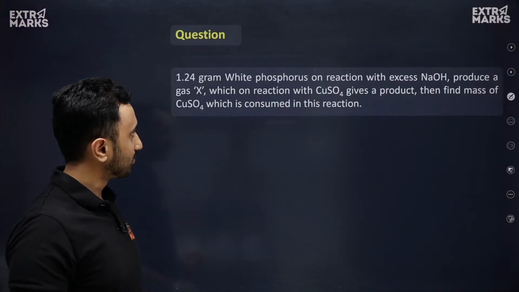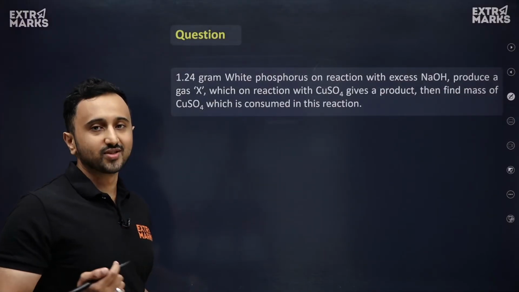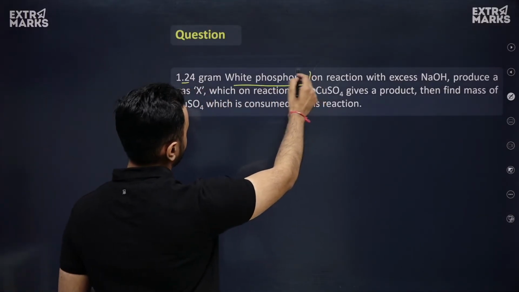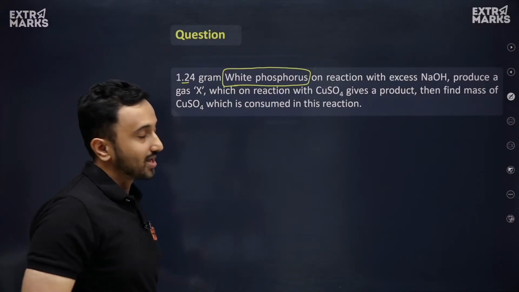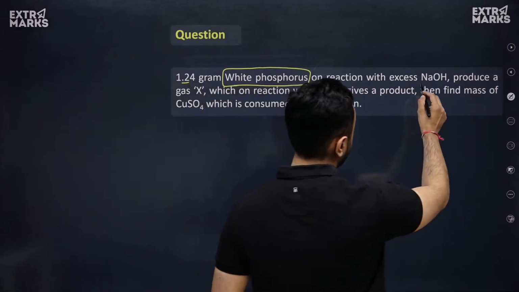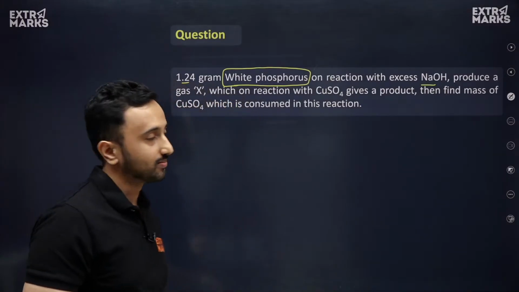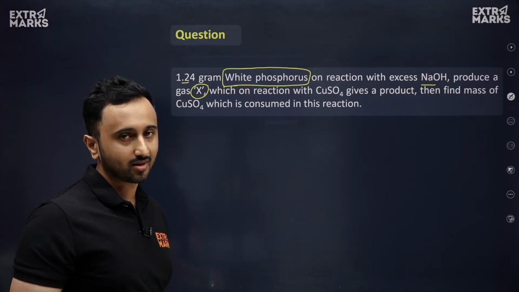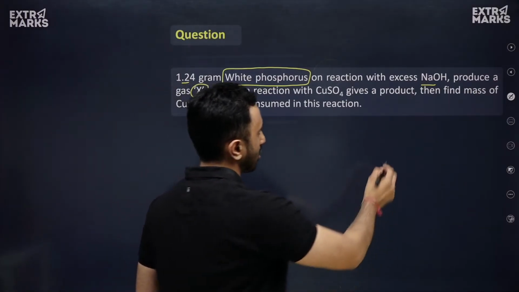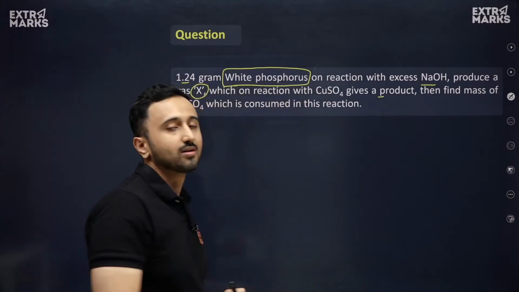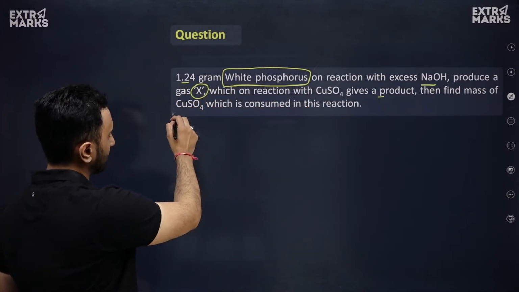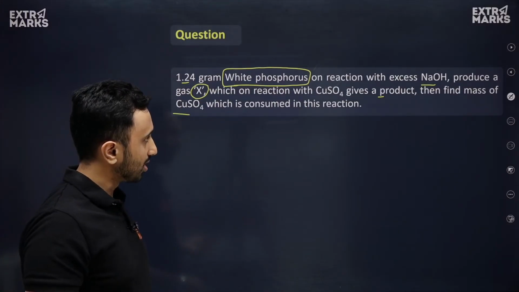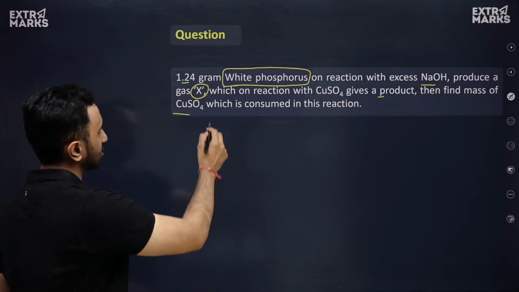Let's move forward. Okay, so this question is from physical chemistry. 1.24 gram of white phosphorus on reaction with excess amount of NaOH base produces a gas X, which on reaction with copper sulfate CuSO4 gives a product. Then find the mass of this copper sulfate which is consumed in this reaction, right? Okay, so how will we do this?